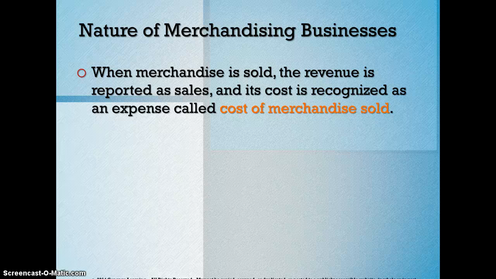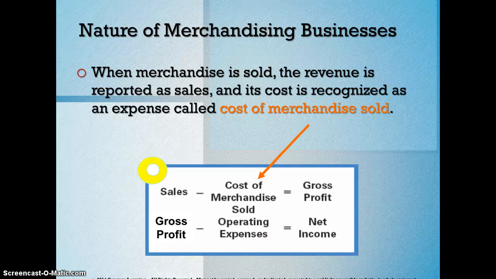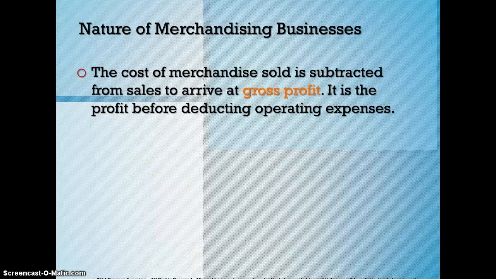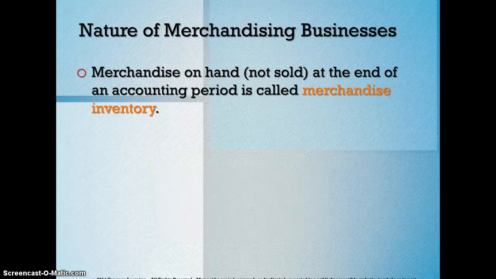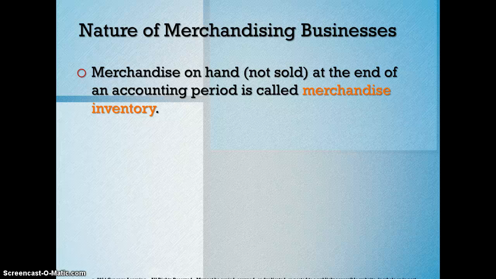So when the merchandise is sold, the revenue is reported as sales, like I said earlier, and then the cost of that merchandise, what it cost the business to originally buy it, is our cost of merchandise sold, and that is an expense account. From previous chapters, you should know that all expense accounts have a normal debit balance. So it looks a little bit like this. That's our cost of merchandise sold. When we subtract it from our revenue account, we end up with gross profit. Then we take our gross profit and subtract out our regular operating expenses to get net income.